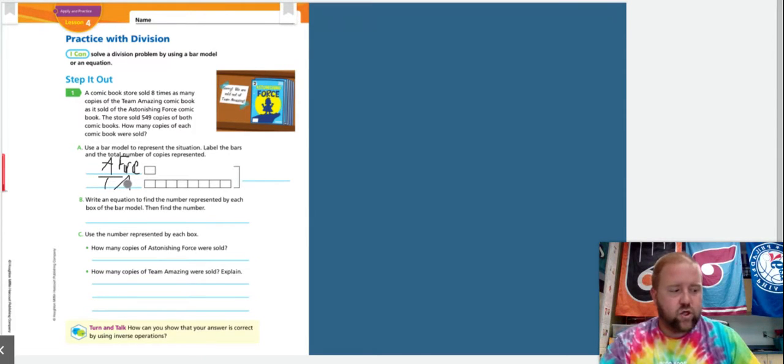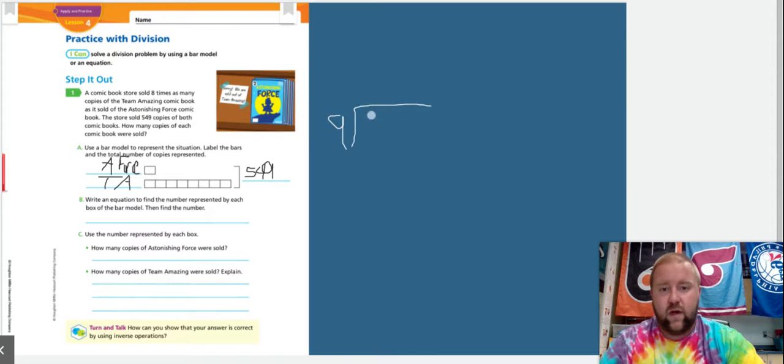So now what this picture is showing is that for every one Astonishing Force that was sold, 8 of the Team Amazing comic books were sold. And we know that when we combine them, there's a total of 549 sold. So first off, we know there are 9 here sold: 1 here, and then 8 times that as much, so there's 9. So our division problem for this problem is 9 into 549. And then we're going to solve that just like a long division problem.